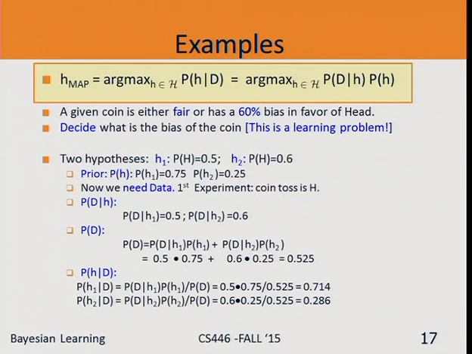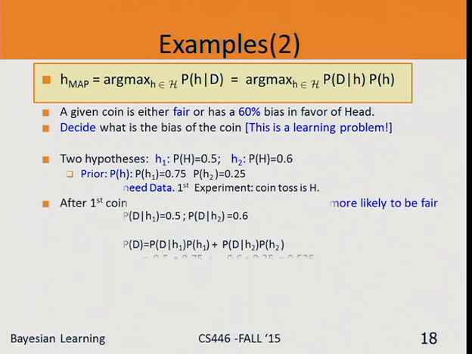Okay, now notice that you could have done the same thing without computing P of D. You will get just the product of these two numbers and these two numbers and compare them. The only thing is that it will not be probabilities. It will still give you the correct H, but these will not be probabilities. You'll have to normalize them.